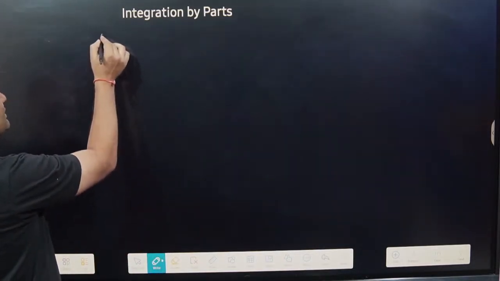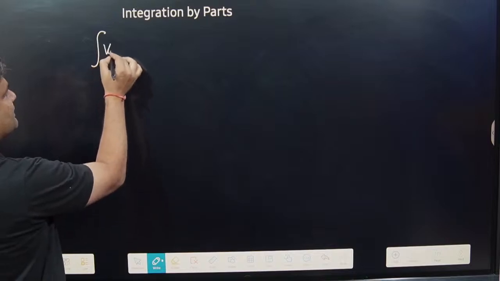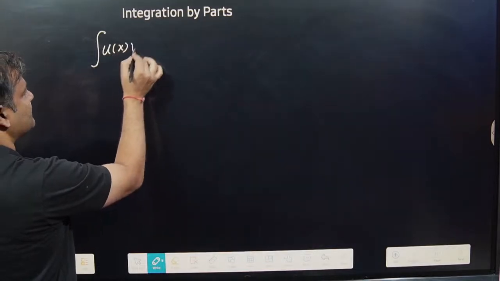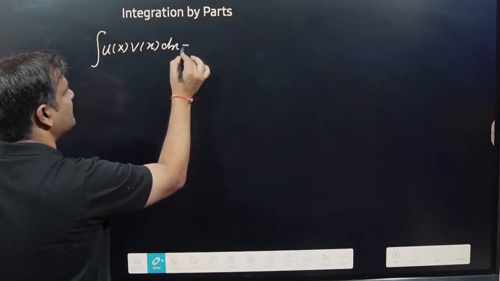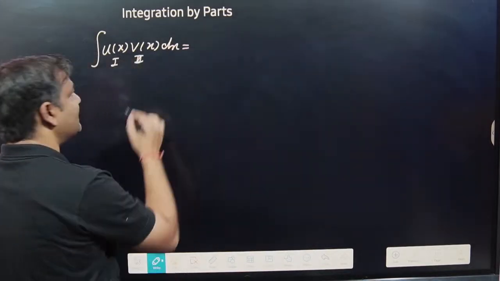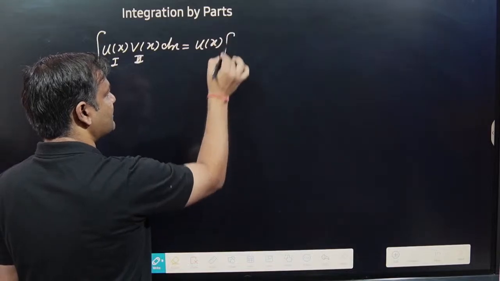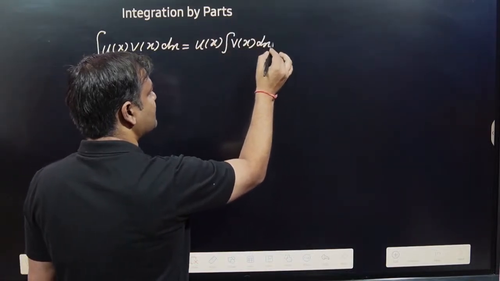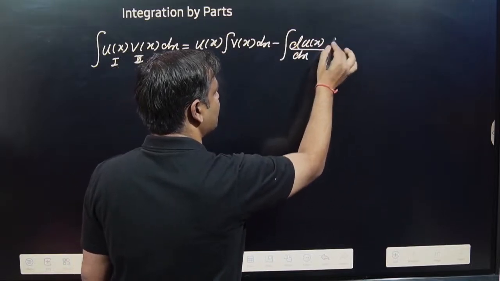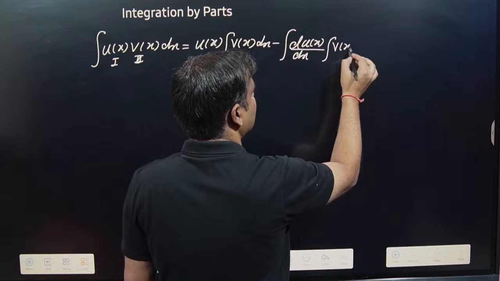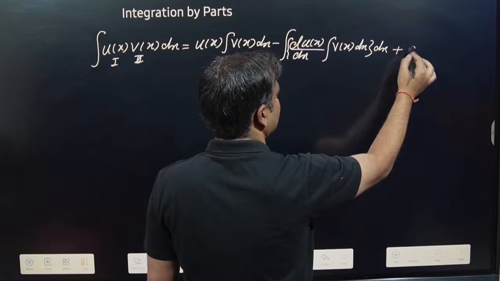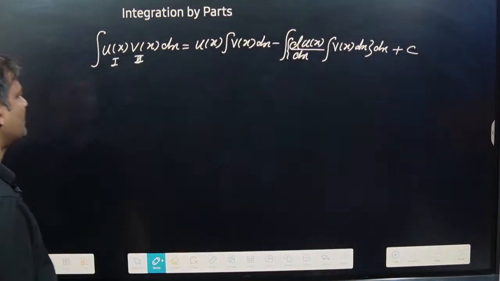So first of all, let me write the formula once again. The integral of u(x) into v(x) dx: this is the first function and that one is the second function. So the formula is: first function into integration of second, minus the integral of differentiation of first function with respect to x into integration of second function, to the whole integration. After that, write C.